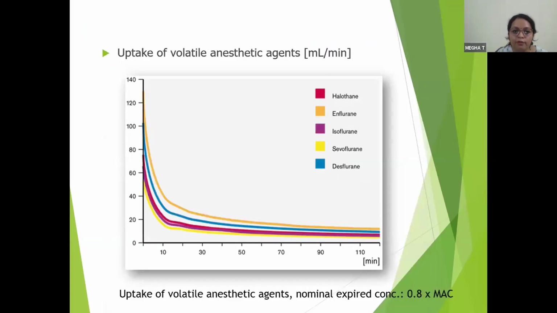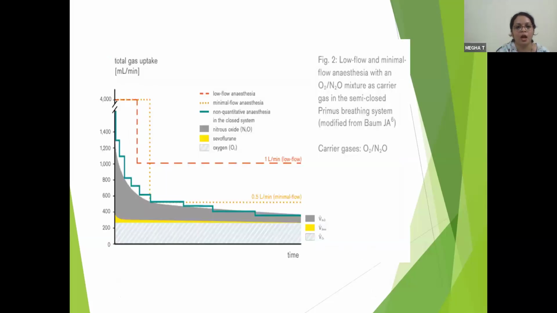Now, this is a graph of uptake of individual volatile agents. The common thing you have to notice is that initial consumption is high, and as the time passes, it falls down dramatically. So the clinical implication here is that in the initial phase, we require high concentration, but later on, the uptake decreases, so lesser concentration is required.